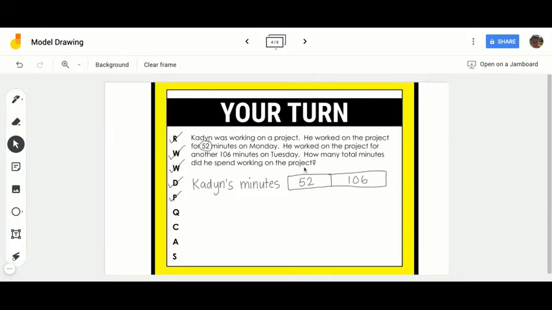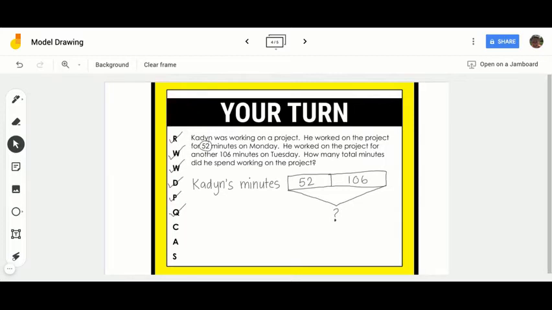And now let's look to see where we're going to put our question mark. How many total minutes did he spend working on the project? So I want to know the total of Monday and Tuesday. So we are going to connect this all together, the 52 and the 106. So make sure when you draw your little arrow down here, go all the way from one side all the way to the other. And then you can add your question mark right underneath. All right, check mark your Q.